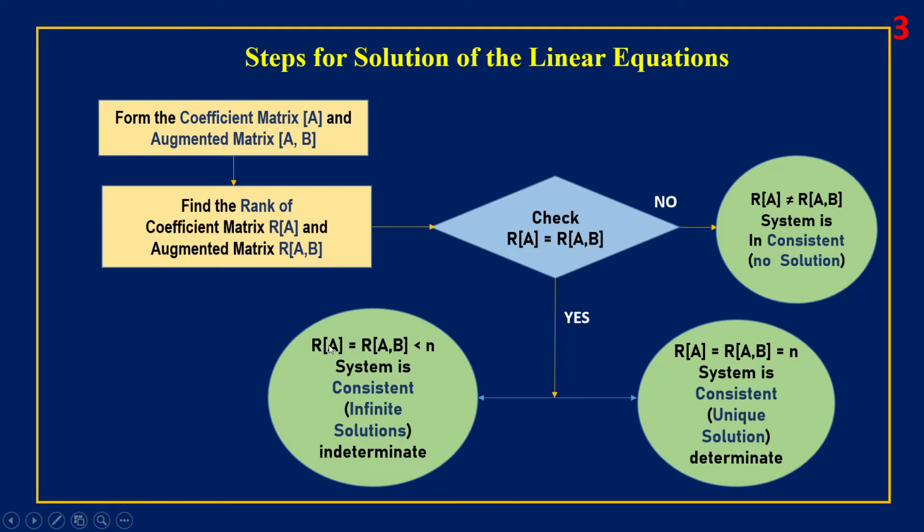Rank of the coefficient matrix is equal to the rank of the augmented matrix, but it is less than n. If it is a third order system and it is less than 3, then rank of A and rank of AB equal 2 or 1. It may be 2 or 1, but they should be equal only. If both are equal and less than n, this condition means the system is consistent, but it has an infinite number of solutions. That is indicated as indeterminate.